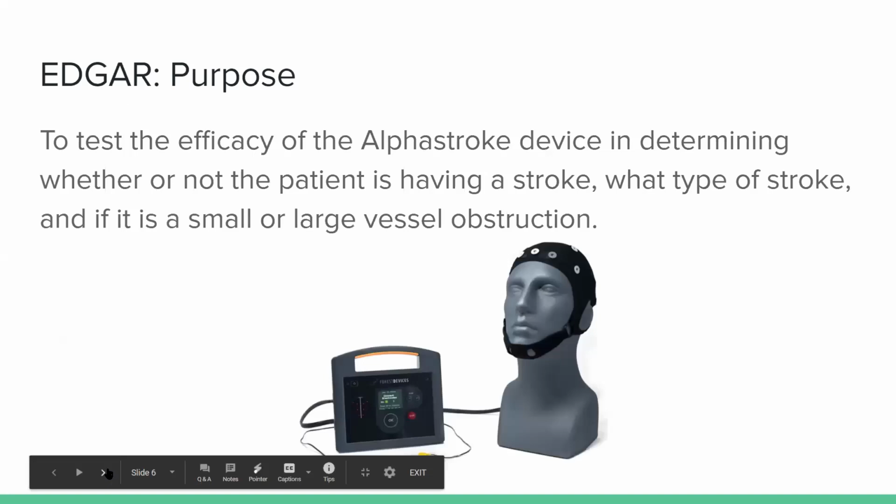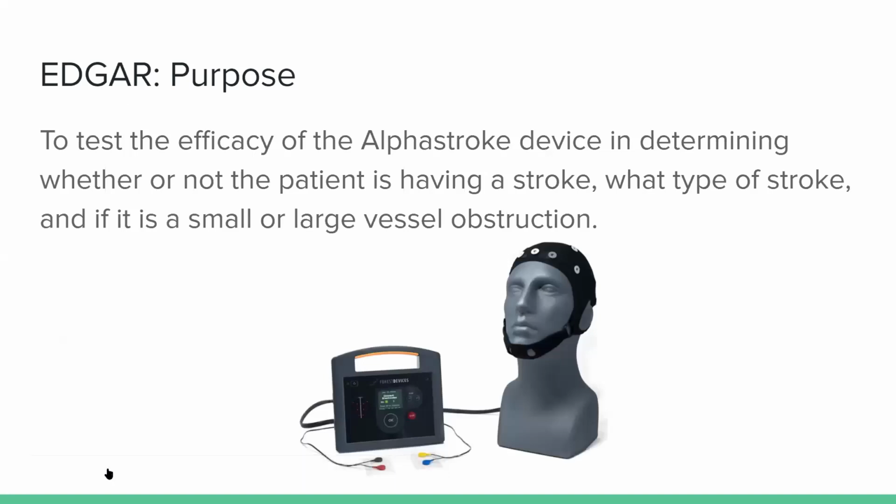Okay, so now that we have gone through some background medical information, let's move on to the study itself. The purpose of the EDGAR study is to test the efficacy of the ALPHASTROKE device in determining whether or not the patient is having a stroke, what type of stroke, and if it is a small or large vessel obstruction. The ALPHASTROKE device is a portable device that is painless, and it uses electrodes to gather information about brain activity.